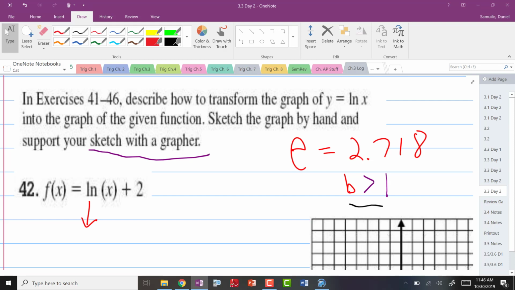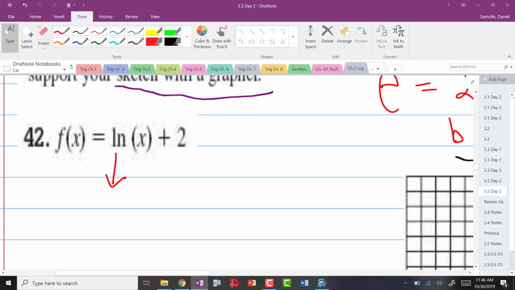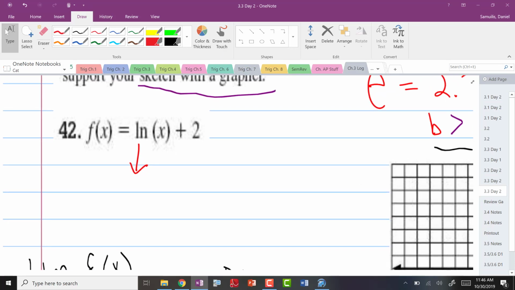All right. Okay. What does the plus 2 do? Up two. But hold on. What's ln? Okay, now, I'm going to be perfectly honest. I didn't mess this up. No way. But first hour, I did something different. And this is okay. And then this will be proved.